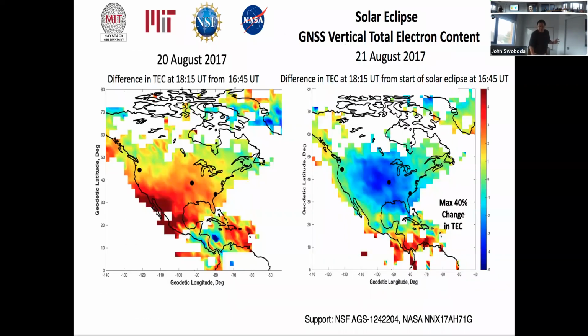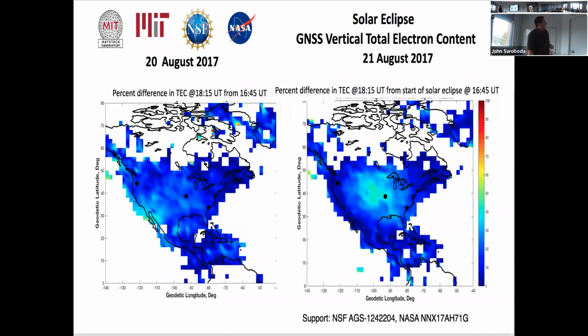So again, when you look at the vertical TEC count, you're seeing these big drops in TEC. This is just that integrated TEC measurement over the whole time. You're seeing the drop. In some areas, you're getting a max of about 40% change, so slightly larger than what has been modeled. And then here's another look at the same thing but percent difference, and you're seeing a very big drop across here. You're even seeing some things where it's getting near 50%.